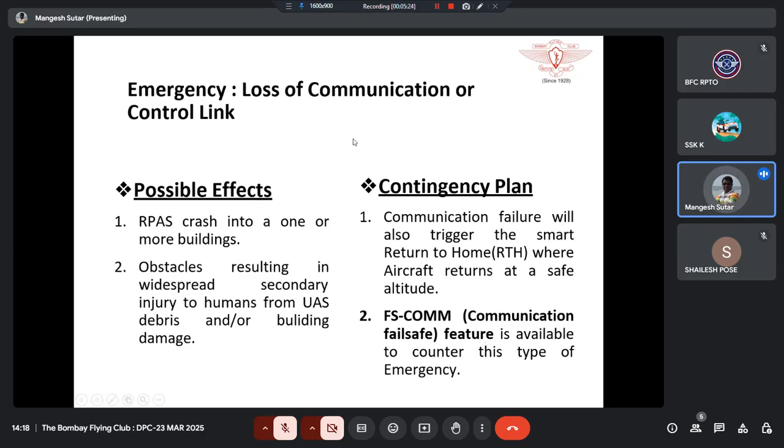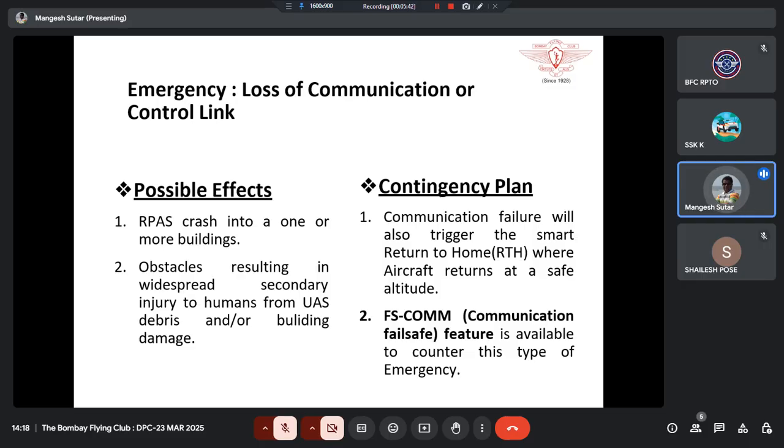So let's see now what kind of emergency situations can happen with respect to the drone. The first emergency situation in a drone could be the loss of communication or loss of control link. In that scenario, what could happen? The aircraft could crash into one or more buildings.